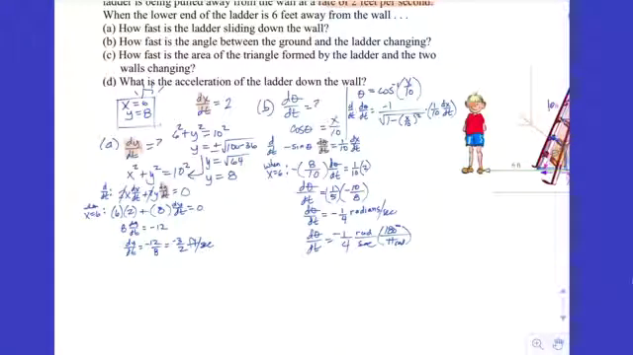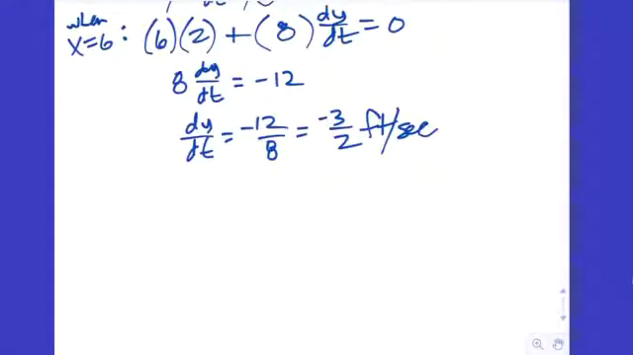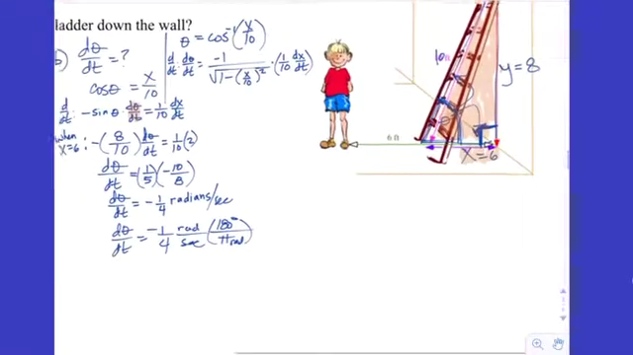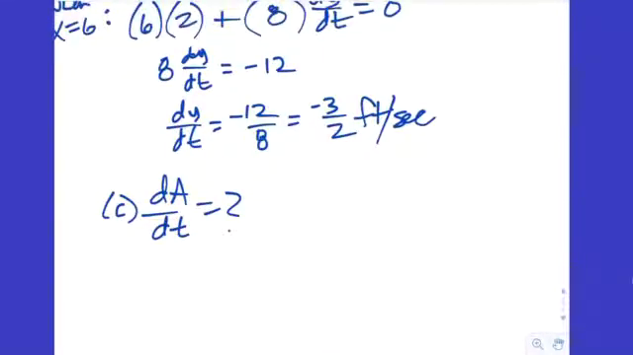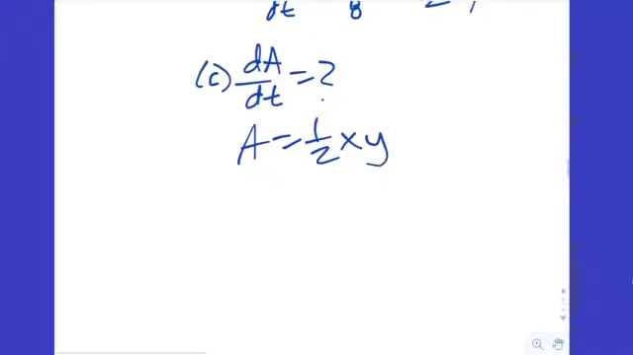All right, so part C, let's go ahead and give ourselves a target. A for area. So dA dt, that's our target. So before I can relate the rates, I need to relate the quantities. So in a right triangle, area is 1/2 base times height. So A equals 1/2 xy. And we can take the derivative now with respect to t.